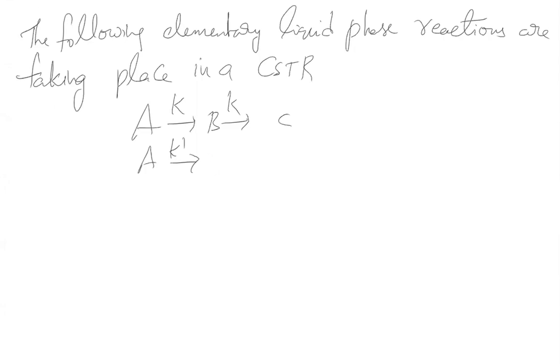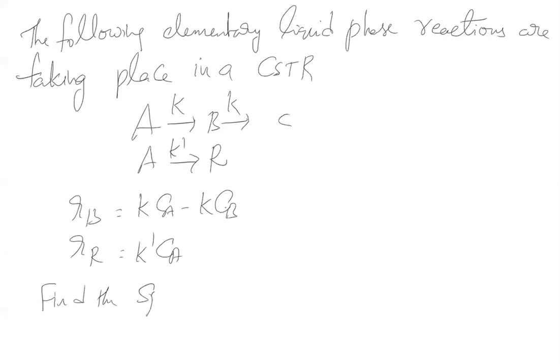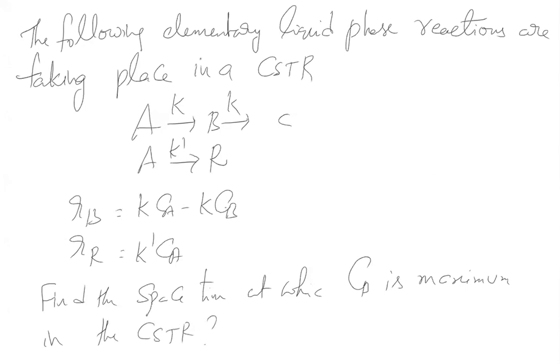This is R. Rate of B is K CA minus K CB. Rate of R is K prime C A. Find the space time at which CB is maximum in the CSTR. You need to find the space time at which. This is the problem that we have solved last.